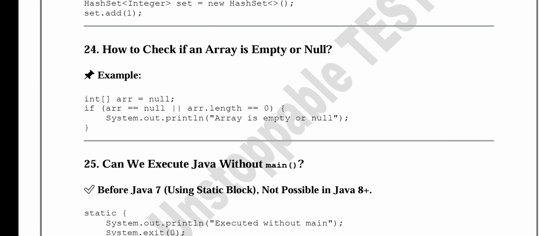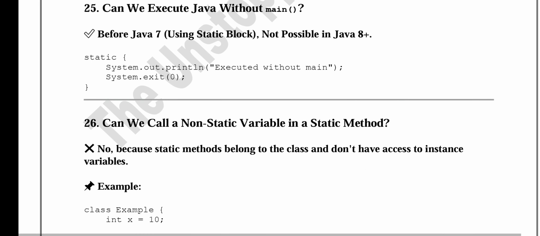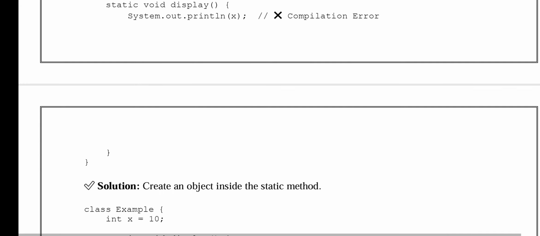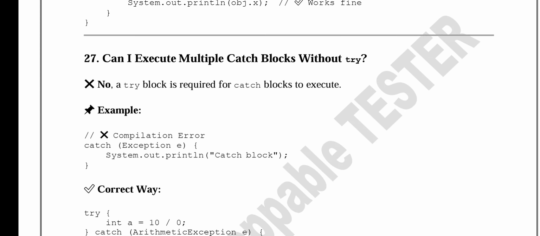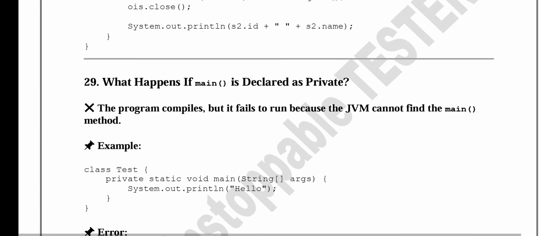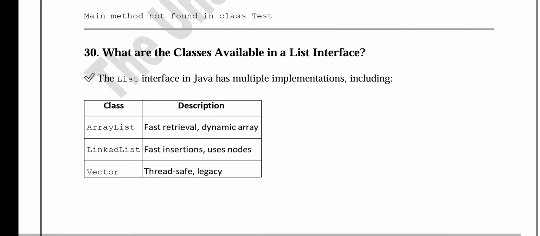How to check if an array is empty or null? Can we execute Java without main method? Can we call a non-static variable in a static method? Can I execute multiple catch blocks without try block? How to achieve serialization and deserialization in Java? What happens if main method is declared as private?